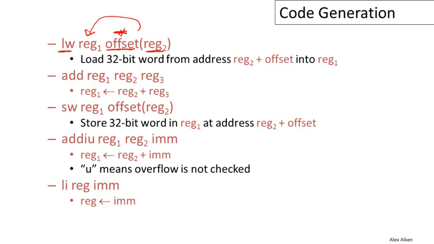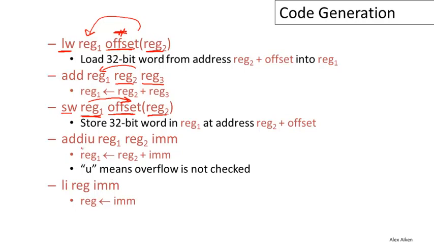The add instruction adds the contents of register 2 and register 3 together and stores the result in register 1 again. The store operation, or store word operation, takes the value in register 1 and stores it into memory. So that's stored at a memory address, and what's the memory address? It's the contents of register 2 plus a fixed offset that's in the code.